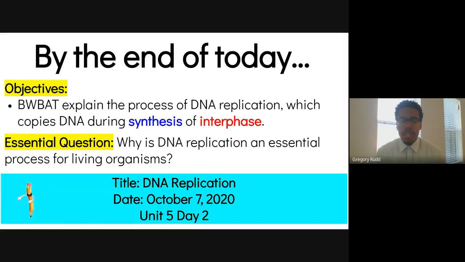So you all know that DNA is replicated, or copied, during synthesis of interphase. So interphase is 3 parts. We've got G1, S, and G2. During the S phase is when the DNA is replicated. And the essential question that we seek to answer: why is DNA replication an essential process for living organisms?